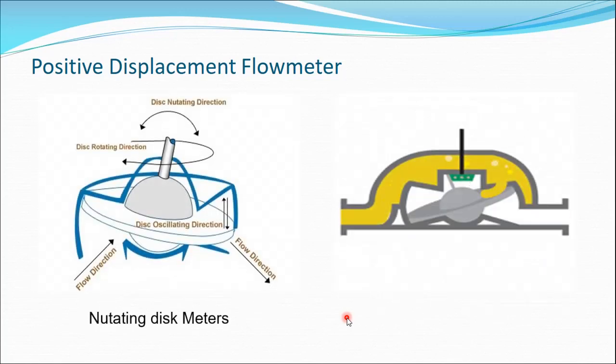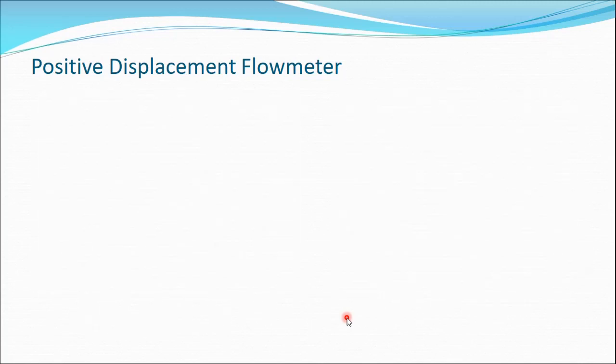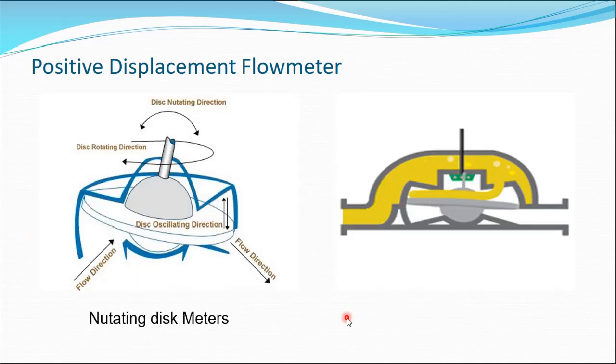Let's take a look at nutating disk meters. These are widely used types of flow meters. They consist of a movable disk which is positioned on a concentric sphere situated inside a spherical side wall unit, and they are universally employed as residential water meters. Okay, they are available in various sizes and capacities.